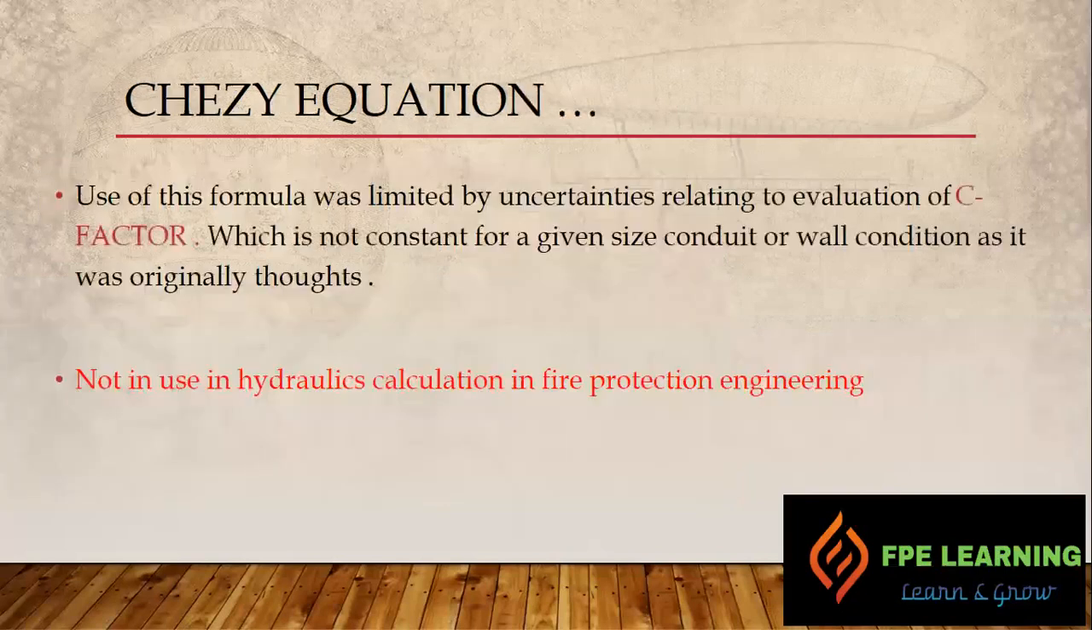Now, use of this formula was limited by uncertainties related to evaluation of the C factor, which is not constant for a given size, conduit, or wall condition, as it was originally taught. So this formula is no longer used in fire protection engineering. So we are not using this formula, and we are left with only the next two formulas.